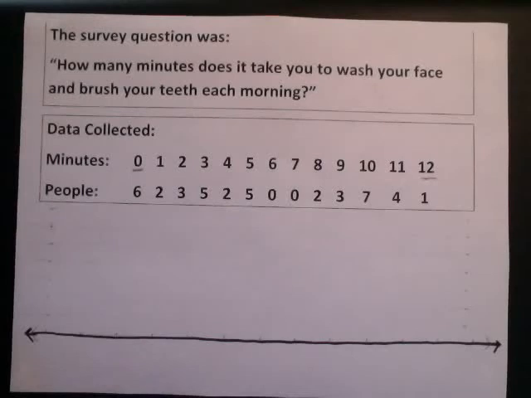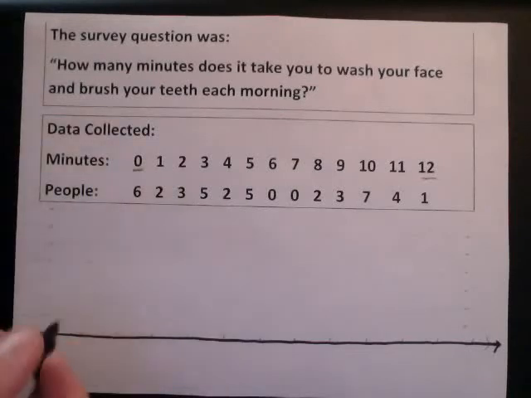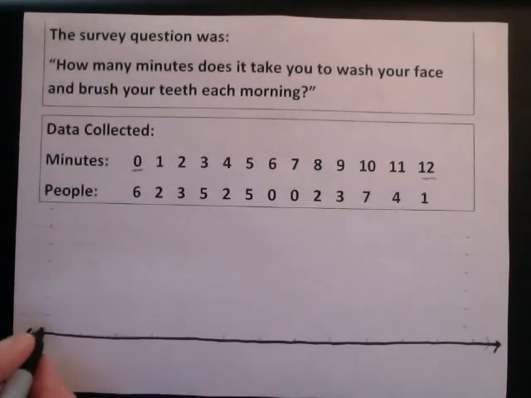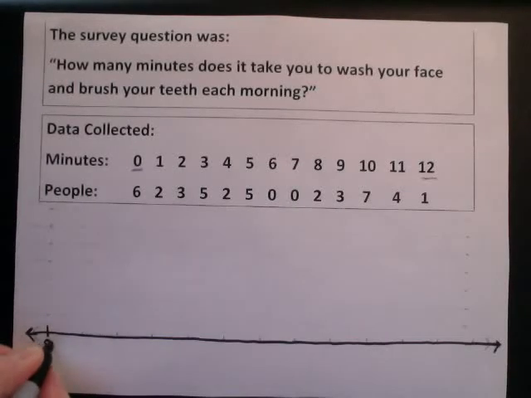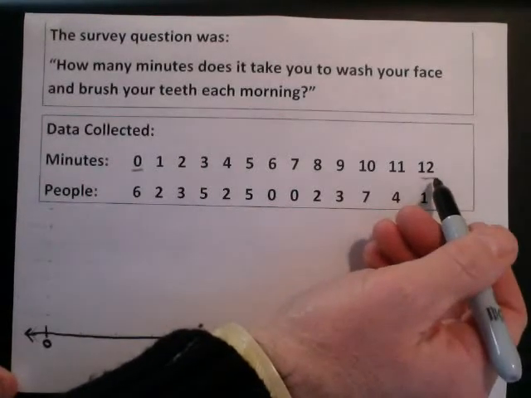Okay? Then we want to look at our minutes because it says how many minutes does it take you to wash your face. So that's kind of the question of, we want to find out how many people are spending per minute. All right, so we have 0 minutes being done, so we have to include that in our data. So that we're going to mark 0 right there. And so that is basically our starting point. And then 12 minutes is the maximum minutes per day.